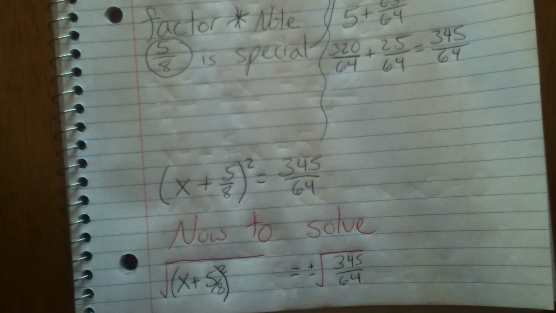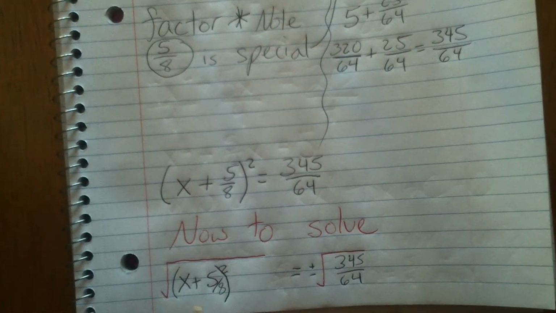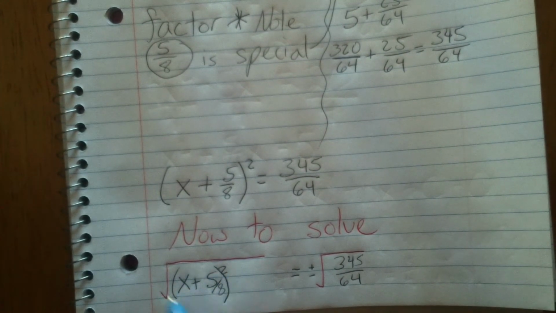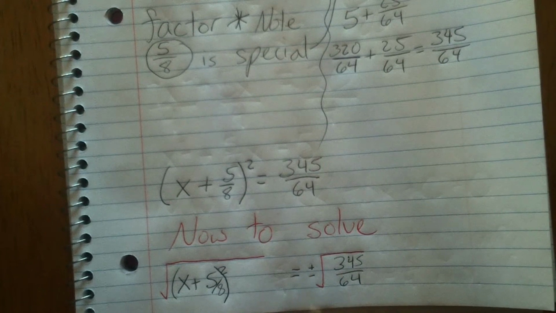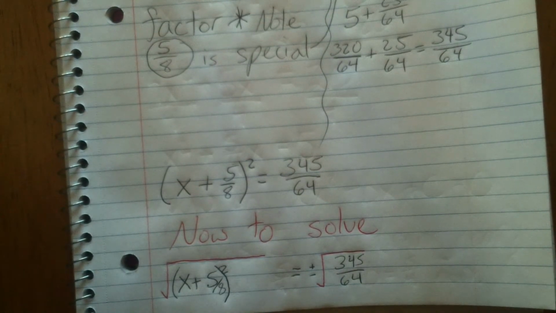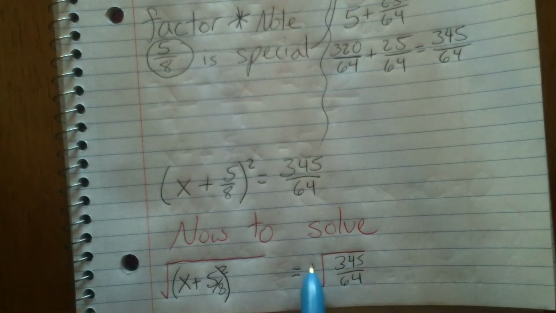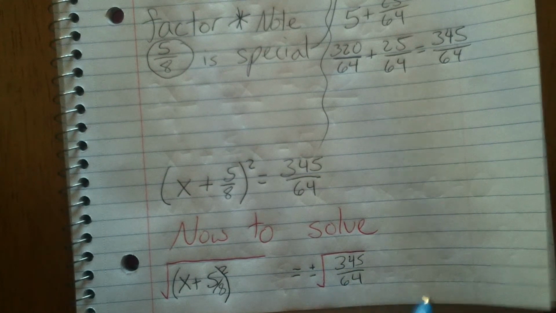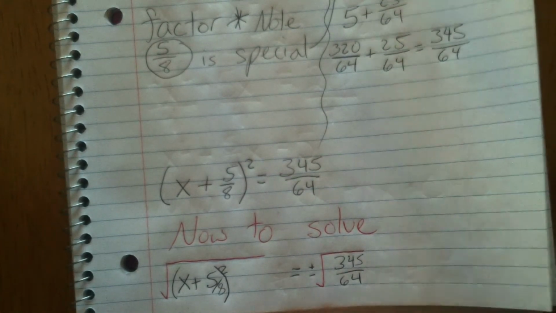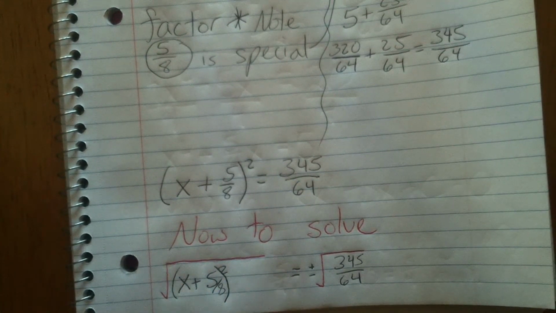So now to solve, we just have to square root both sides of the equal sign. Whenever you square root a square, you end up with an absolute value. Instead of writing absolute value square root, we just write plus or minus. So that just forces us to have the absolute value solutions. So plus or minus the square root of 345 over 64 on the right-hand side. The left-hand side, we just plug in a square root.